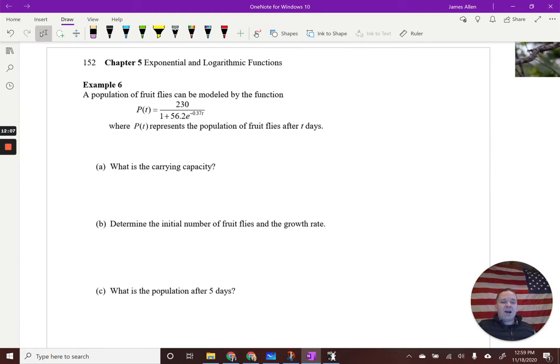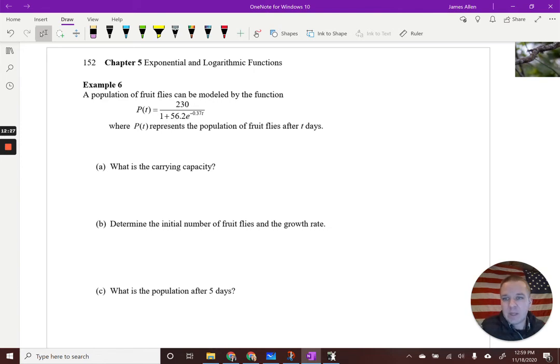Fruit flies could happen to anybody. All right. Fruit flies, they increase so fast. So the population of fruit flies can be modeled by that function. Now, you'll see, oh, I got one fruit fly. And then all of a sudden, a day later, it's like, why are there so many fruit flies?